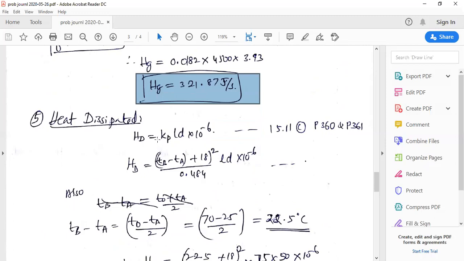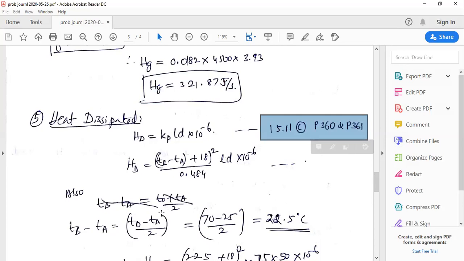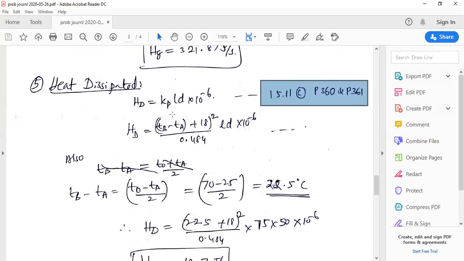So heat dissipated is given by Kp into L into D into 10 raised to minus 6, equation number 15.11c, page number 360 and 361 of the data handbook. So Kp equation that is given separately in the data handbook. So here it is combined. So Kp is nothing but Tb minus Ta, which is rise in temperature.